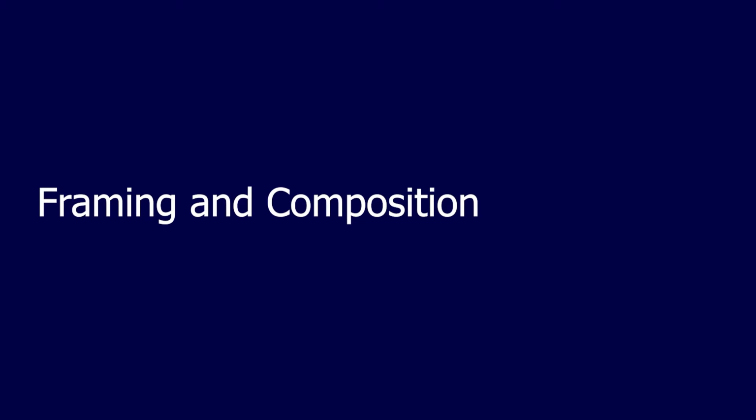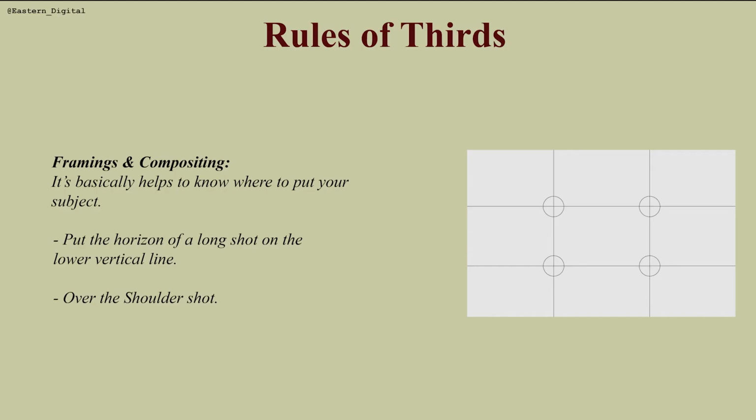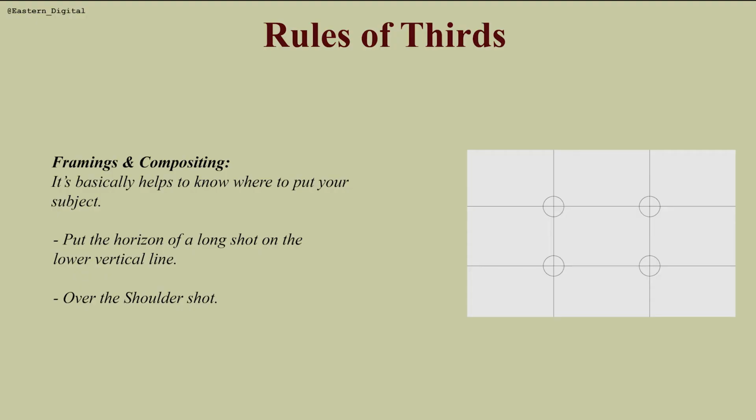Hi everyone. As we have now finished the technical part, now it's time to move on to learn more about shooting videos. If you want to shoot videos, then you need to know about framing and composition. But you must be wondering, Rudra, I don't know about framing and composition. What is framing and composition? Framing and composition is basically knowing where to put your subject while you are shooting your videos. One of the most important rules which comes into play over here is the rule of thirds. And here are some of the good examples of rule of thirds.